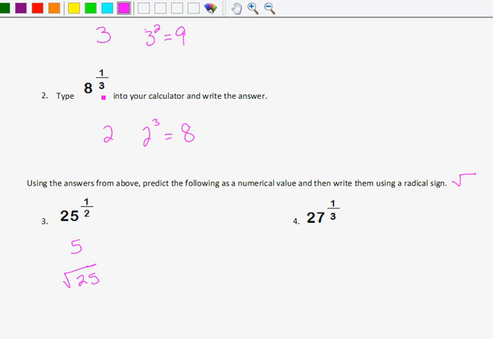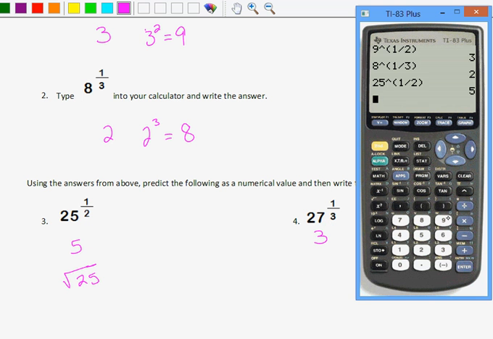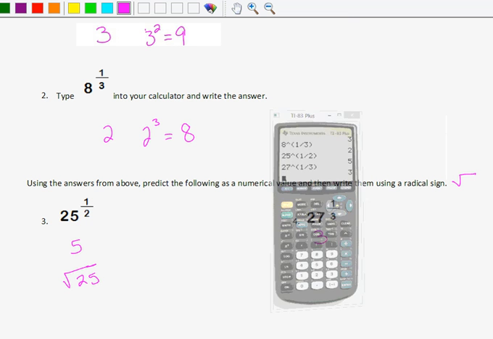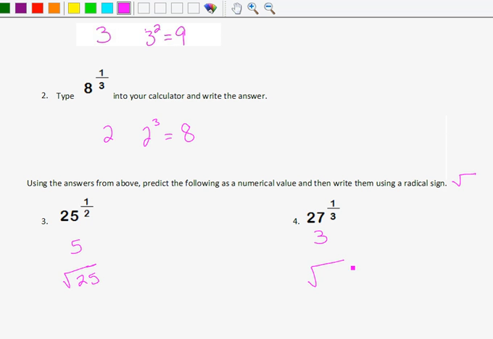Up here when we looked at 1/3, this was saying what times what times what gives us 27. Well, 3 times 3 is 9, times 3 is 27. So I'm guessing that 27 to the 1/3 is 3. Let's see if that's true. 27 to the 1/3. Yep, it's 3. So again, we have to use a radical sign. So when we write this, that 27 goes into the radical sign, but this is different than here because 5 times 5 gives us 25.